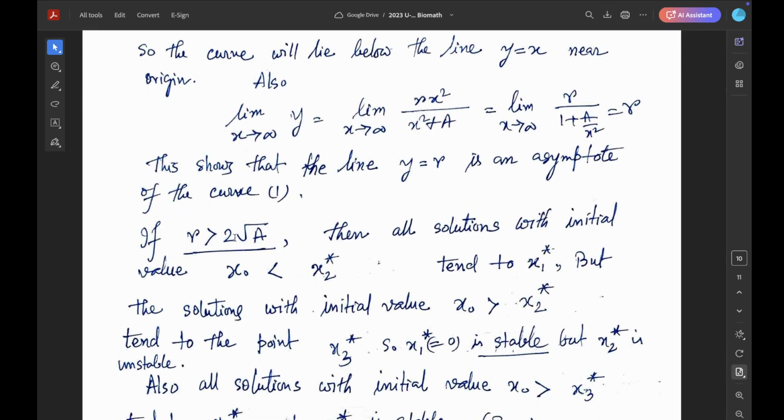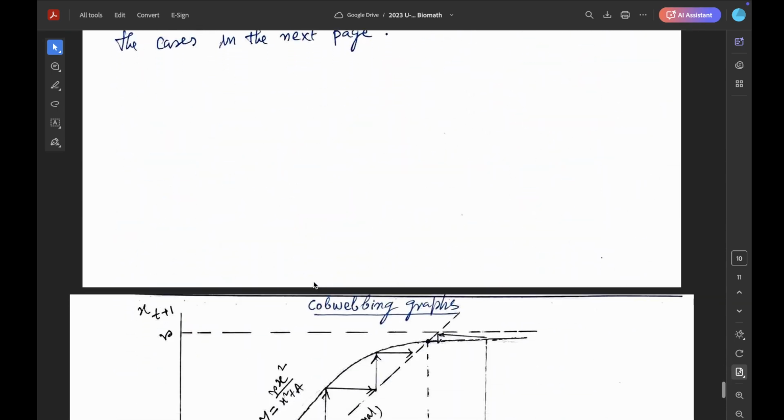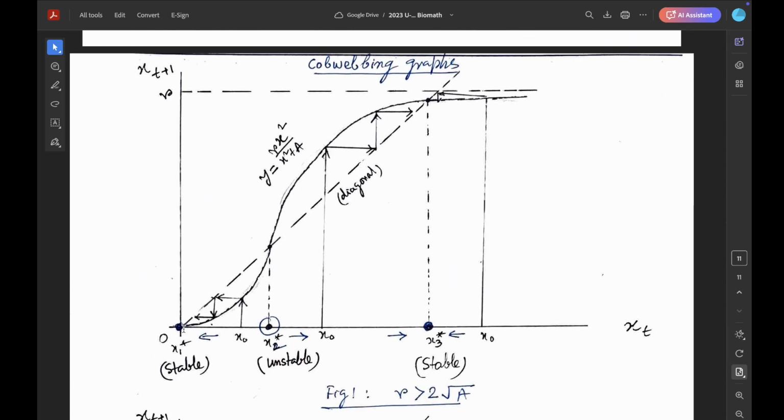If r is greater than 2√a, then consider all solutions with initial value x0 less than x2*. So the intersecting points of the production curve with the straight line y = x: first is the origin, then this intersecting point. The corresponding x coordinates are the steady states, so x1* equals 0, x2* equals this value, and x3* equals this.